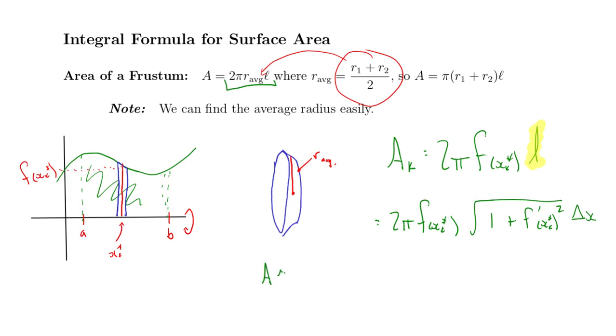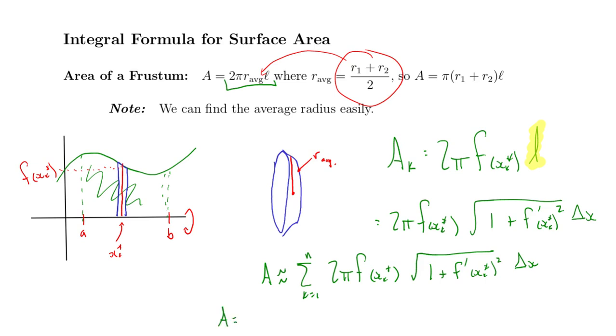So we'll say then our area is approximately the sum of all these things, 2 pi f of x sub k star, that's our radius in this case, times the length, the square root of 1 plus the derivative at x sub k star squared, and then we multiply by delta x, and that means that we can apply a limit as n goes to infinity of this sum from k equals 1 up to n of 2 pi f of x k star times the square root of 1 plus f prime of x sub k star squared times delta x. Whew, that's a lot of stuff.